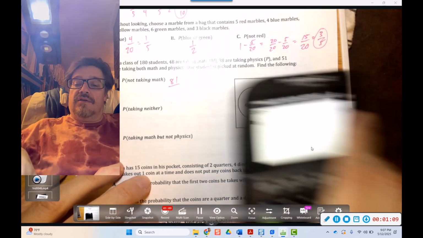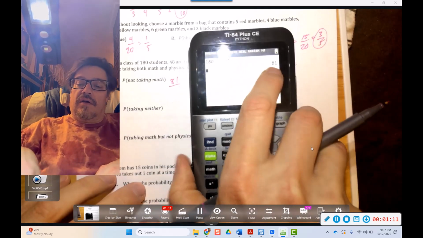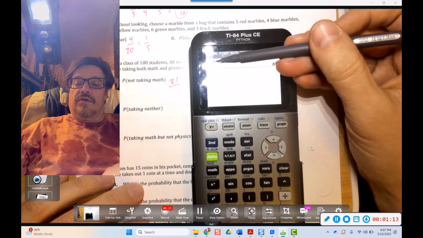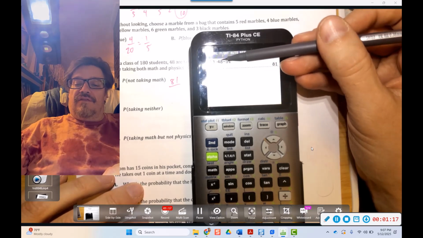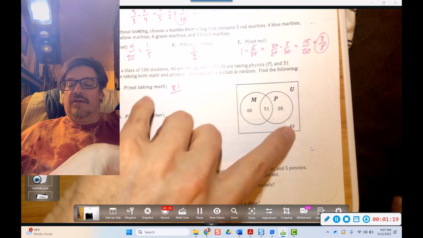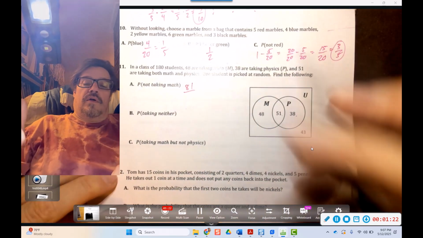Now, the reason why I can do that, though, without including 43 here, is because I'm starting with the entire universe. That's 180 students. And I'm getting rid of the 48. So that's okay. I'm including this number in here in case you were wondering.